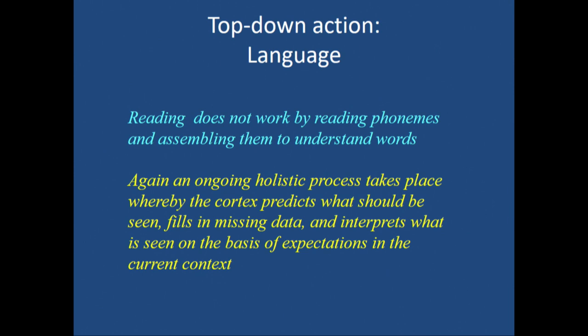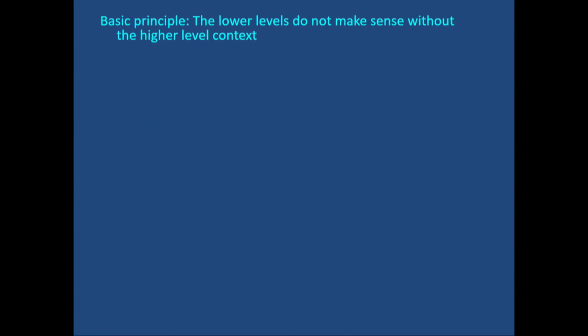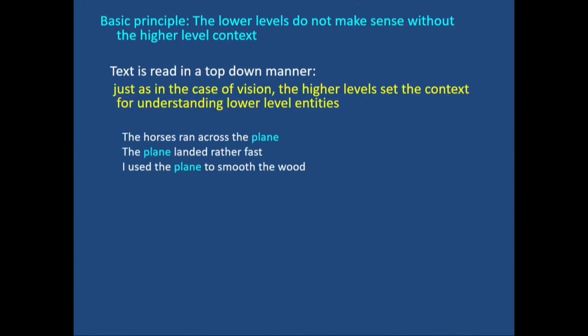Again, there's an ongoing holistic process that takes place whereby the cortex predicts what should be seen, filling in missing data, and interprets what is seen on the basis of expectations in the current context. The basic principle is the higher levels do not make sense without the higher level context. Text is read in a top-down manner. Just as in the case of vision, the higher levels set the context for understanding.